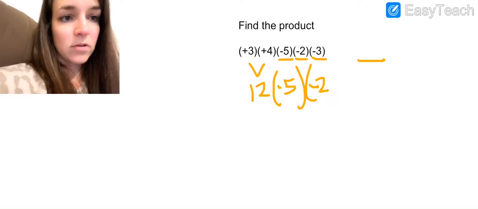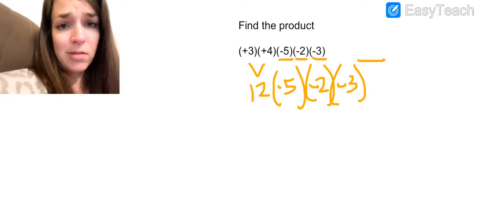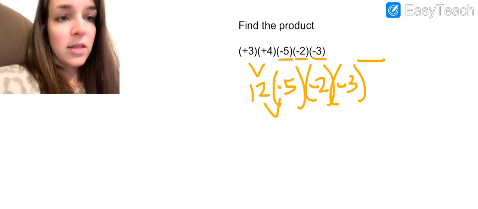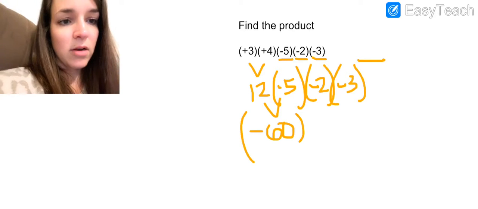My negatives are not working for some reason. They look funny. I don't know why. Sorry, my negatives look weird. All right, then that 12 times negative 5 is going to give me negative 60. There we go. Now it's looking better.